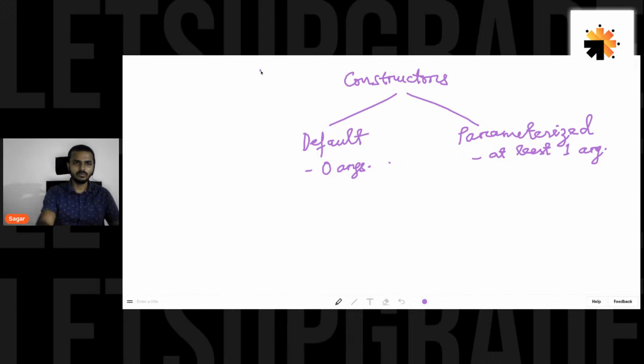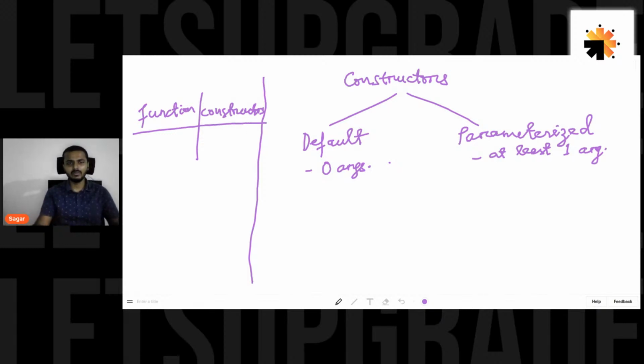Also, there are a few similarities between constructors and functions, and there are a few differences as well. So if we talk about a function and if we talk about a constructor, what are the similarities? That they both receive arguments. I mean, they both may receive an argument, may not receive an argument, but they both are capable of receiving an argument, and both will work fine even without arguments.